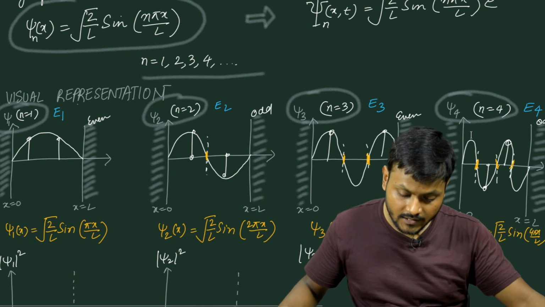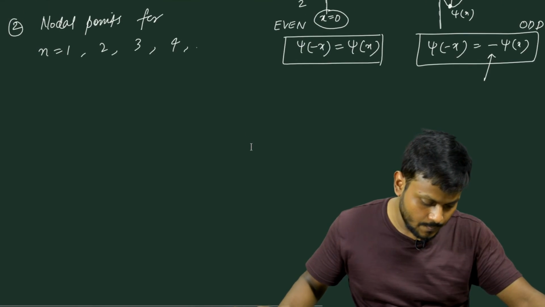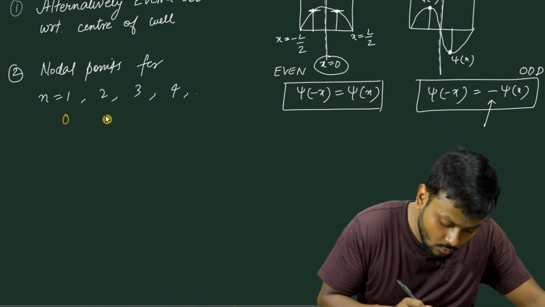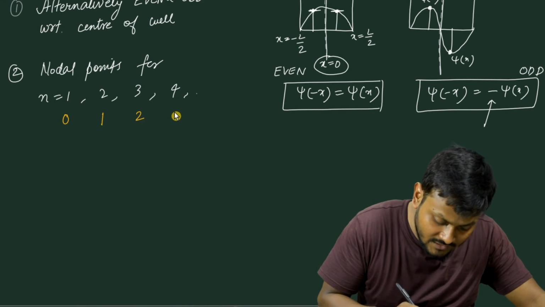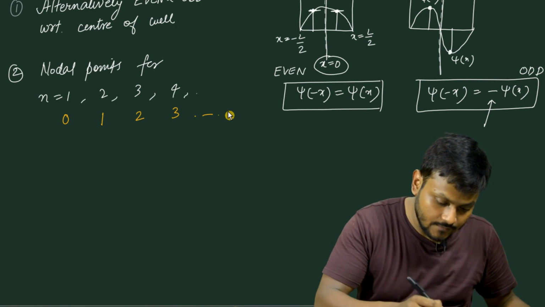So similarly, you will see that for n equal to 1, there are 0 nodal points. For n equal to 2, there is 1 nodal point, and for n equal to 3, there are 2, and so on. So for successive wave functions, the number of nodal points keeps on increasing.